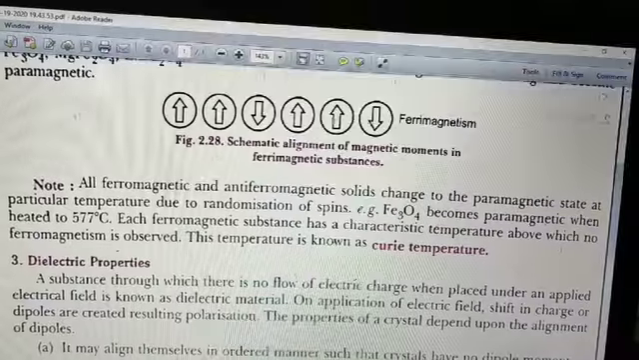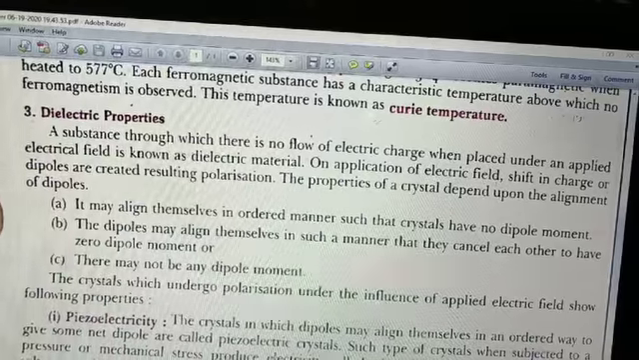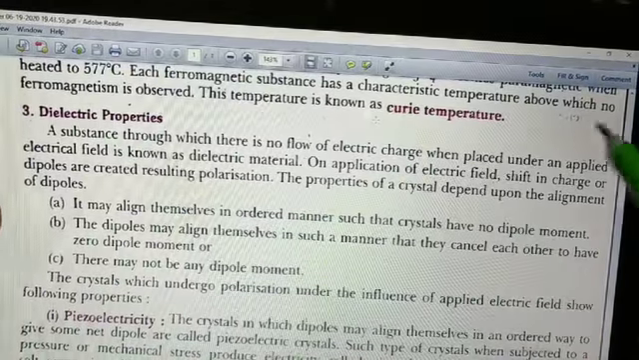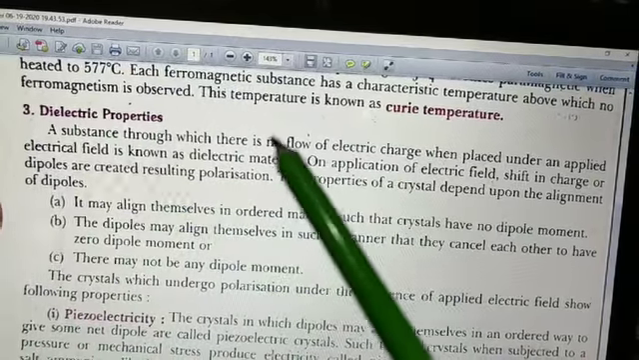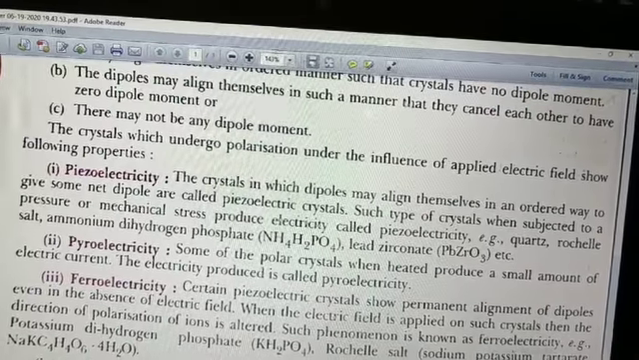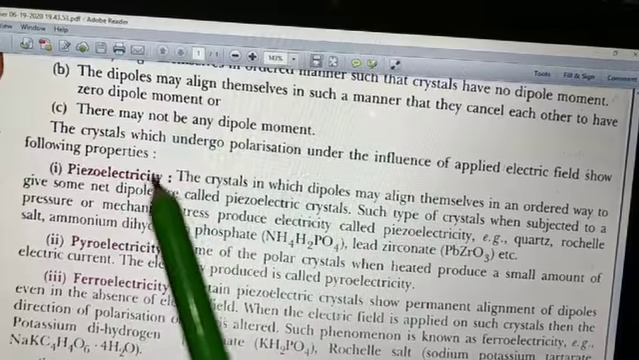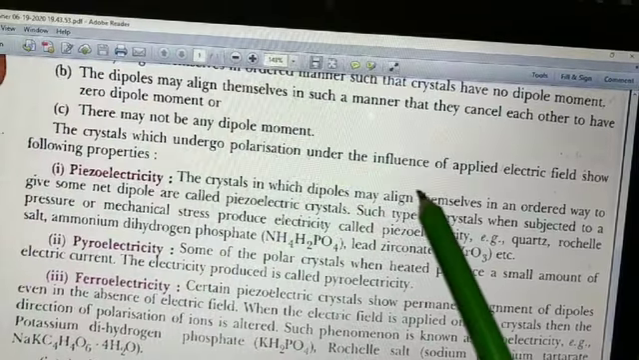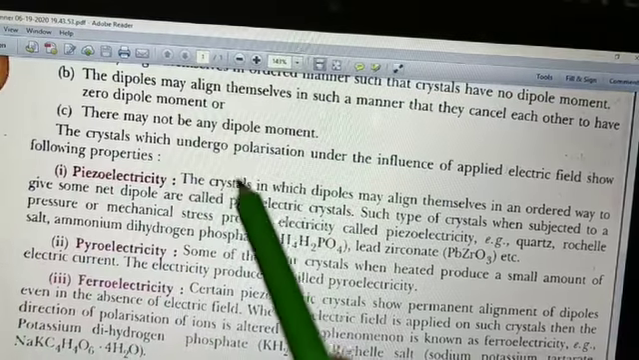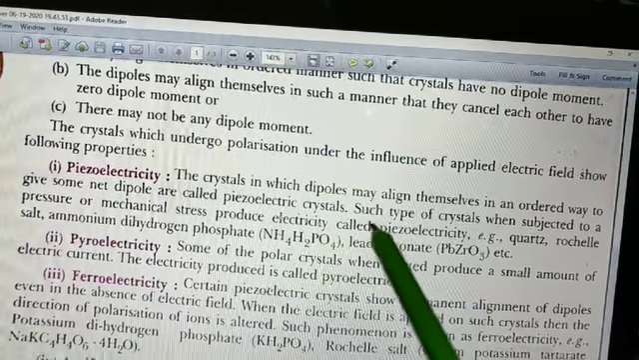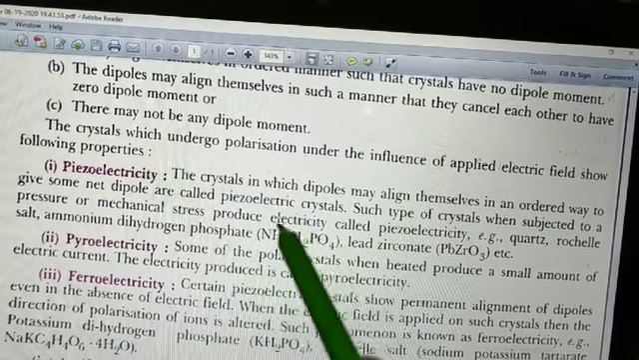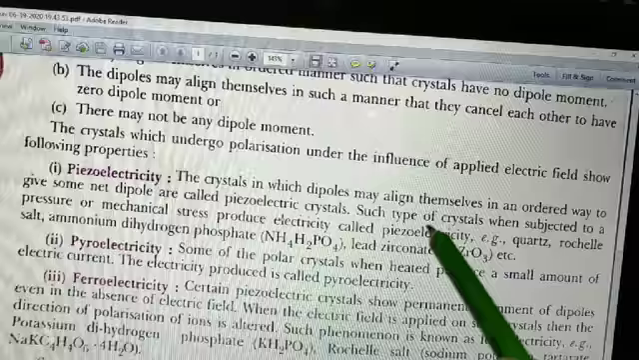Next we have got dielectric properties. A substance through which there is no flow of electric charge when placed under an applied electric field is known as a dielectric material. Over here we need to know about piezoelectricity. What is it? The crystals in which dipoles may align themselves in an ordered way to give some net dipole are called piezoelectric crystals. Such crystals, when subjected to pressure or mechanical stress, produce electricity called piezoelectricity.